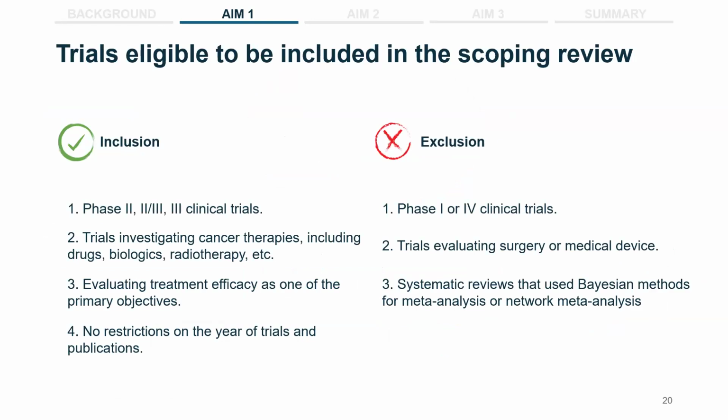We are going to include the Bayesian trials that are phase 2, seamless phase 2 and 3, and also phase 3, investigating cancer therapies, including drugs, biologics, radiotherapies, etc., but exclude surgery or medical device. Evaluating treatment efficacy has to be at least one of the primary objectives of the trial. And we won't set any restrictions on the year of the trial or the publication.